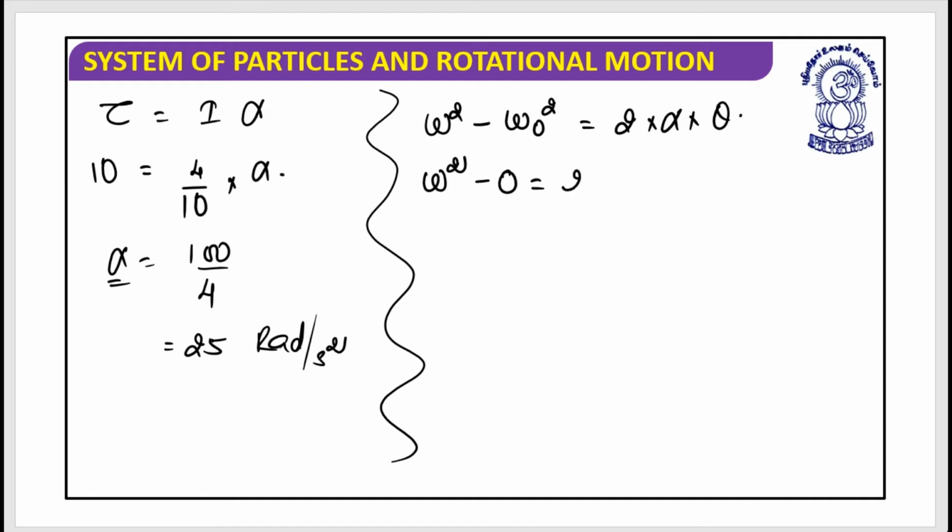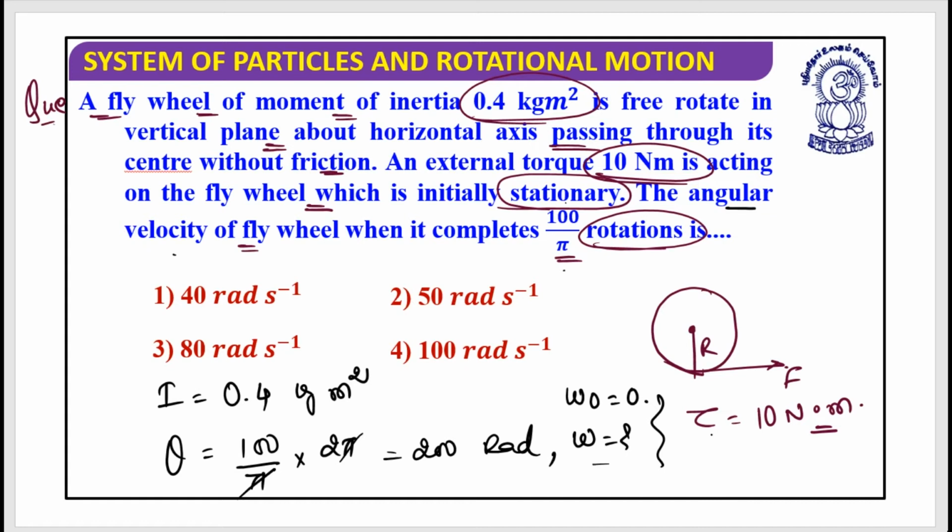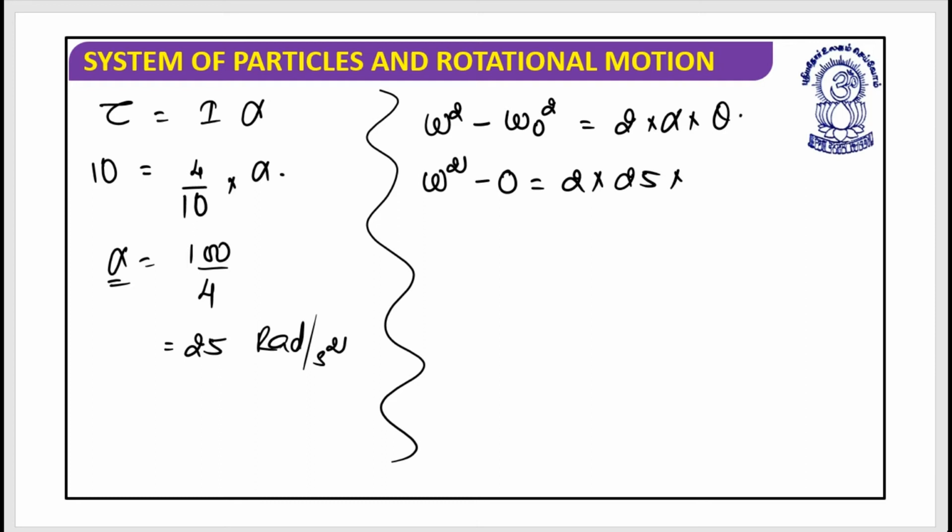Initially it is 0. This is 2 multiplied by alpha, which is equal to 25. And the theta, what was it? The theta was 200 radian. So this is equal to 2 multiplied by 25, which is 50, into 200. This is omega square.